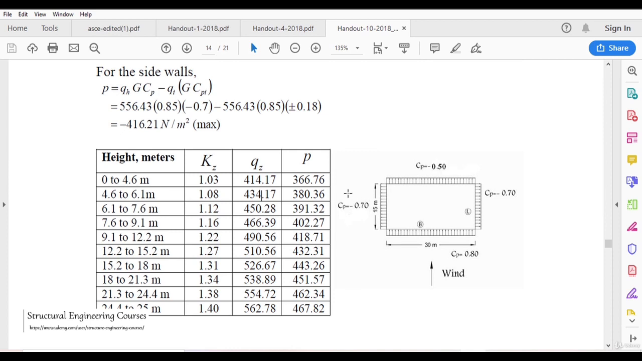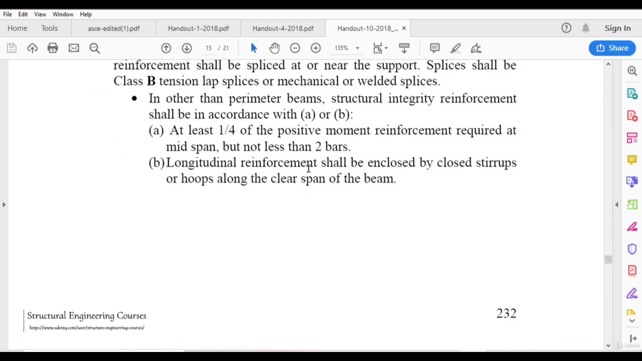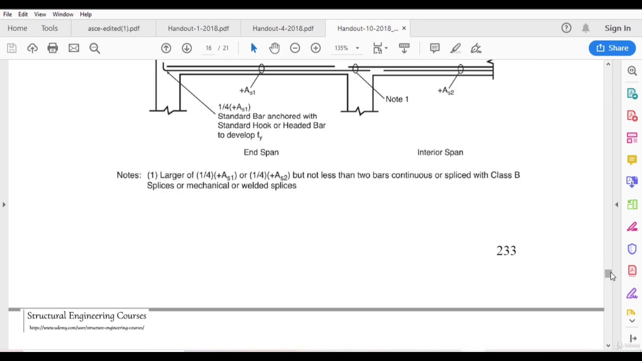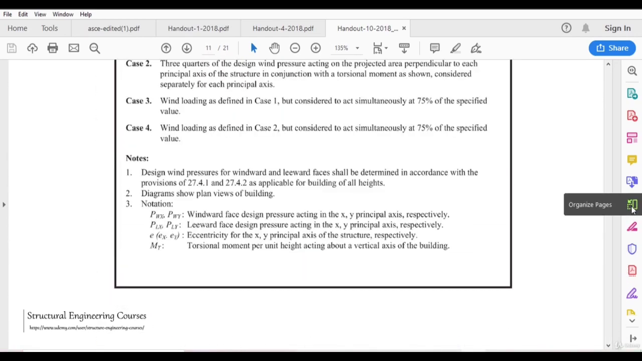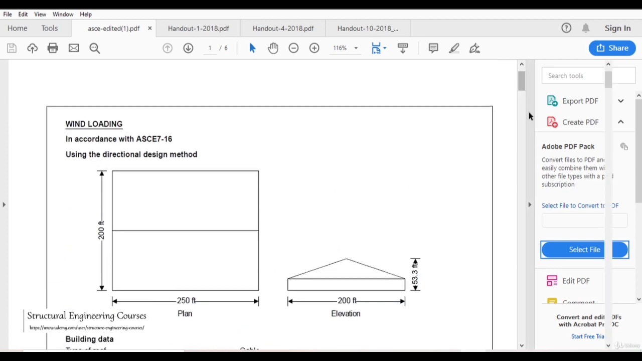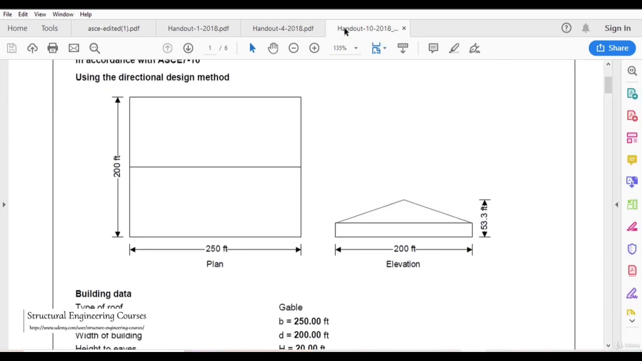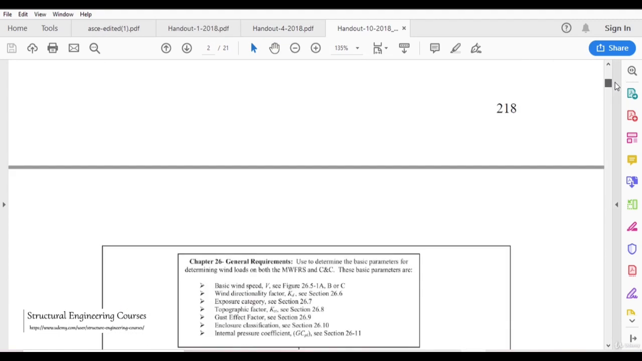So when we are talking about wind flowing from this direction, for windward face it is 0.8, for leeward face it is minus 0.5, and for both the side walls it is minus 0.7. I hope the wind load concept is now clear to you. In the next lecture we shall consider a real life example, although this was also a very good real life example that Professor Sharif has explained in his handout.